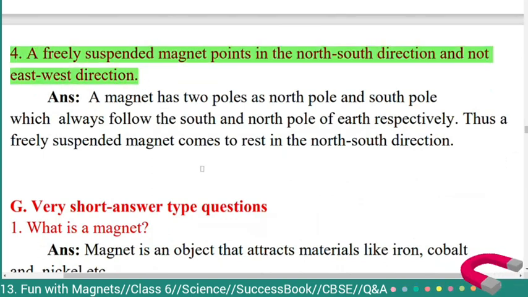Fourth question, a freely suspended magnet points in the north-south direction and not in the east-west direction. Answer, a magnet has two poles, north pole and south pole, which always follow the south pole and the north pole of Earth respectively. Thus, a freely suspended magnet comes to rest in the north-south direction.